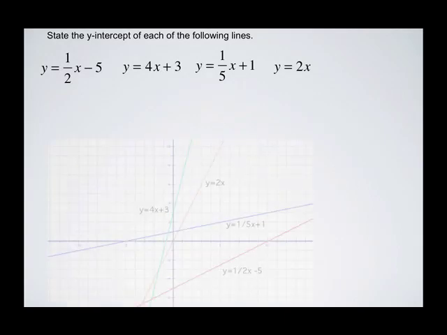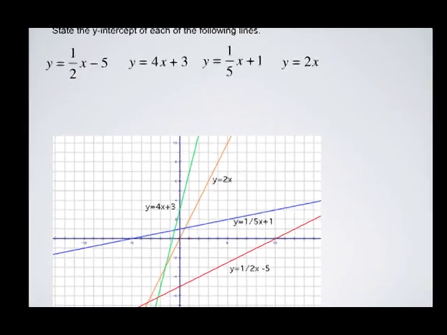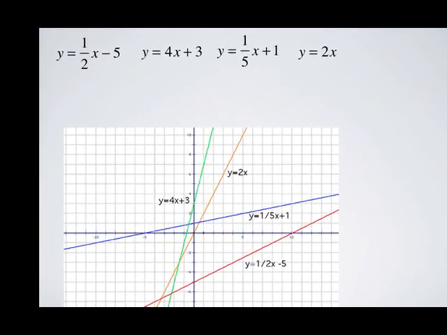To do this, it would be easier to take a look at the graphs. Recall that the y-intercept is the value b. That's the constant that's added or subtracted after the term containing x. The y-intercept of the first line, 1/2 x minus 5, is negative 5. So that corresponds to the point 0, negative 5.